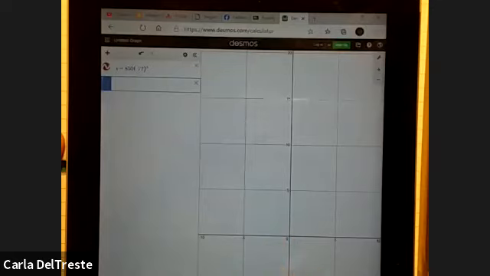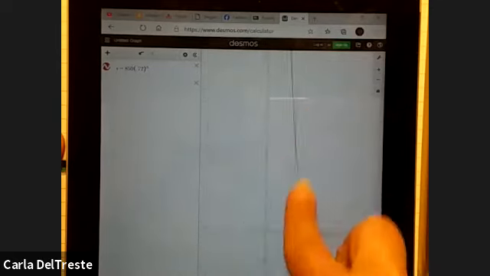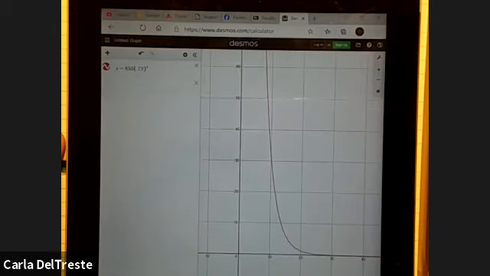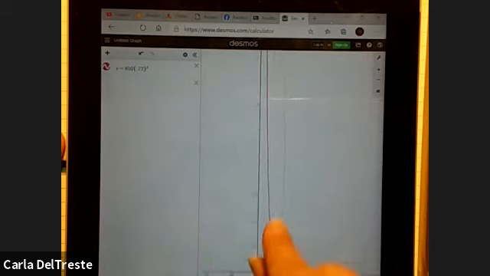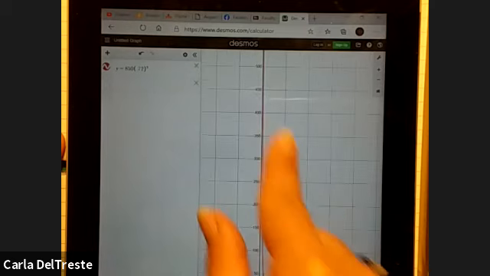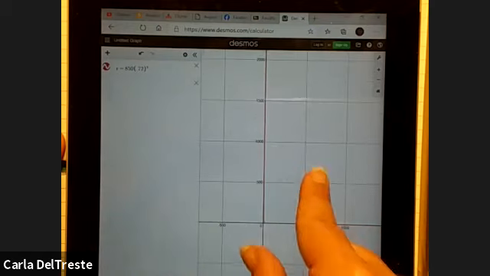It's about setting your window. But the cool thing about Desmos is you can explore to find it, okay? So you can find what you're looking for. This still shouldn't be a substitute for you knowing what you're looking for, okay? I know that this is going to hit the y-axis at over 800, okay?